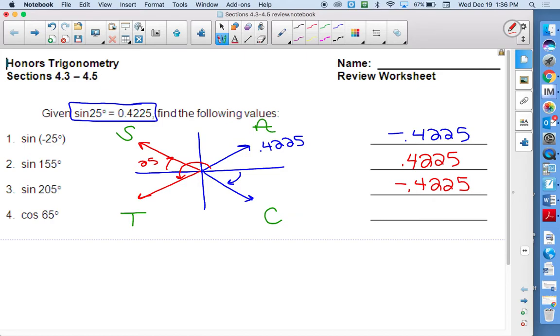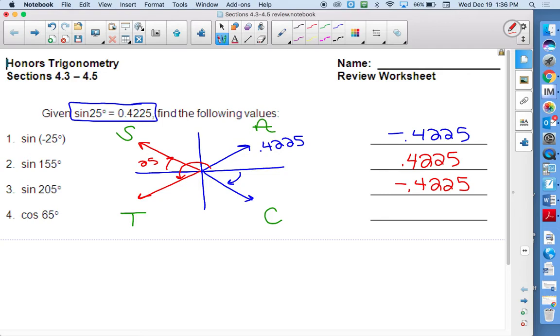So all 3 of those are kind of like using identities, or properties, about where sine is positive versus where it's negative. It's all the same angle, just located in a different quadrant. The last one though says the cosine of 65 degrees. Did anybody know there's an answer sheet in there? There is an answer sheet, you just have to flip a bunch of pages, it's on page 35.